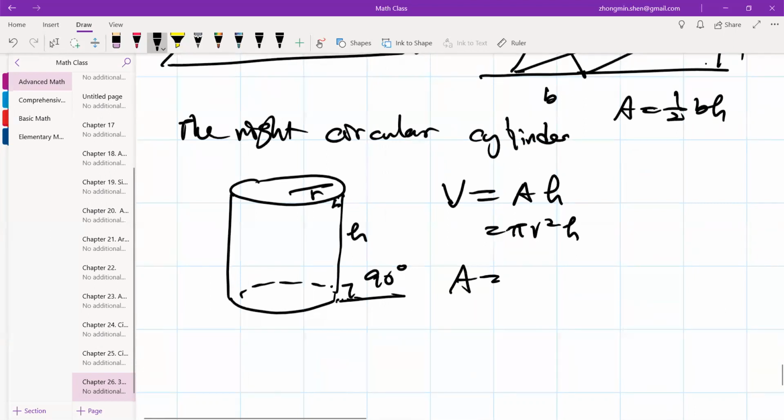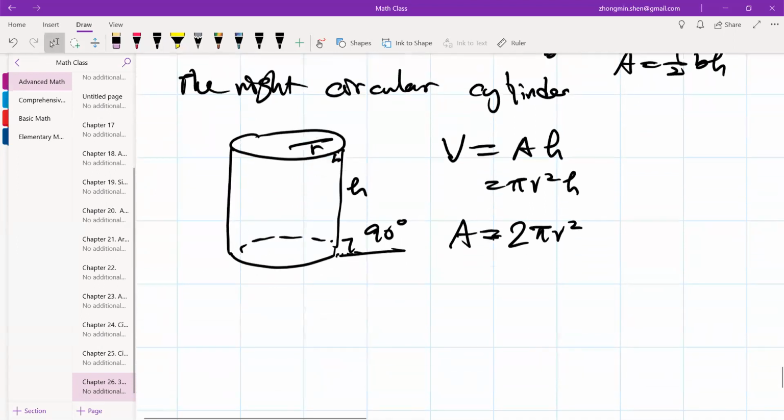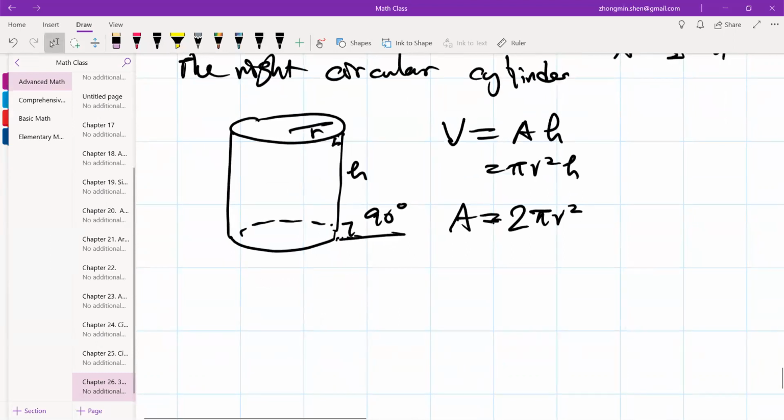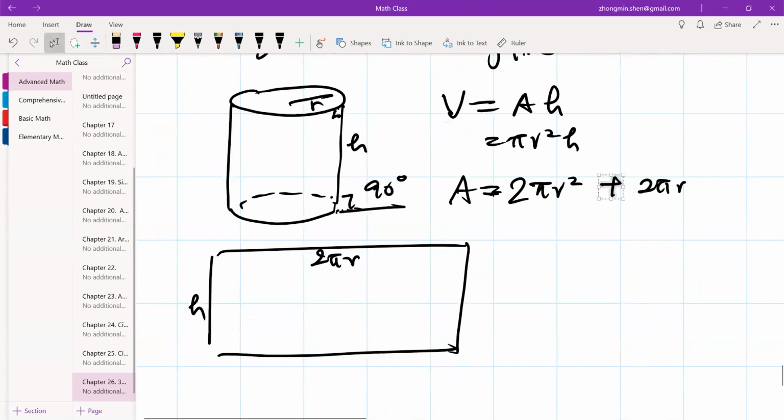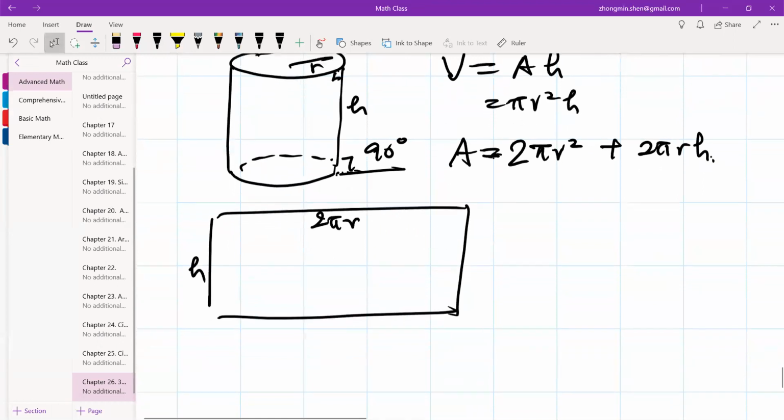So the surface area, first of all, the top one and the bottom one each have area pi r squared, but you have top and bottom, so you have twice that. Now the side, how do you do that? You cut the cylinder and open it, and you get a very long piece. This side is h, and the circumference 2 pi r becomes the length of this rectangle. So the side is 2 pi r h.